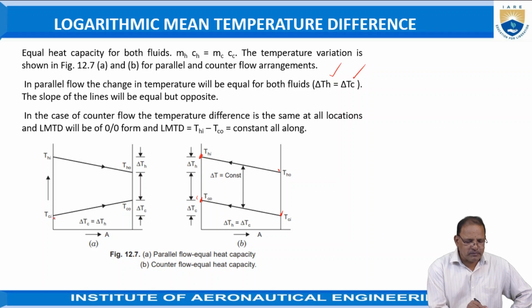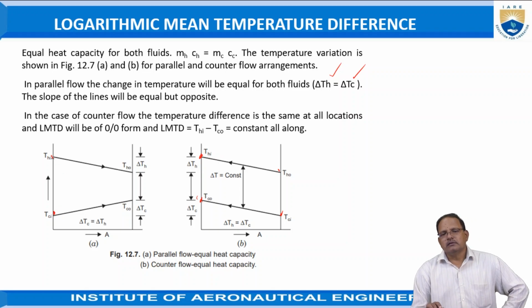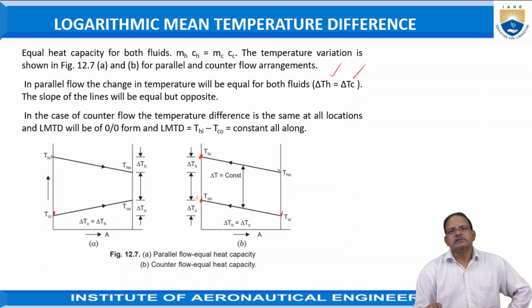But in the case of parallel flow of fluids, the temperature difference at the inlet is maximum and this value decreases when the fluids are leaving, that is at the outlet. In the case of counterflow, the temperature difference is the same at all locations, that is the temperature difference is constant, and the LMTD will be of 0 by 0 form, and LMTD is equal to T_hi minus T_co. It is almost constant along the length of the pipe.